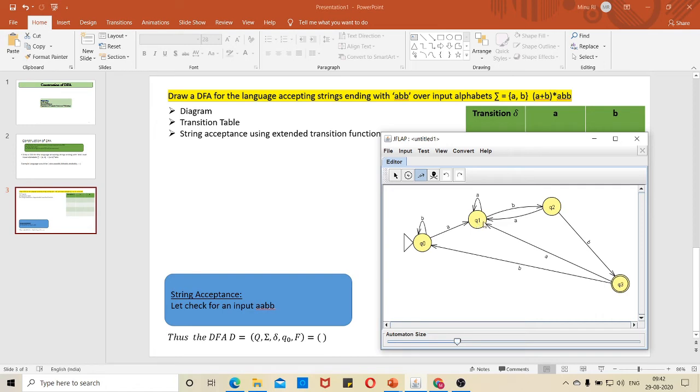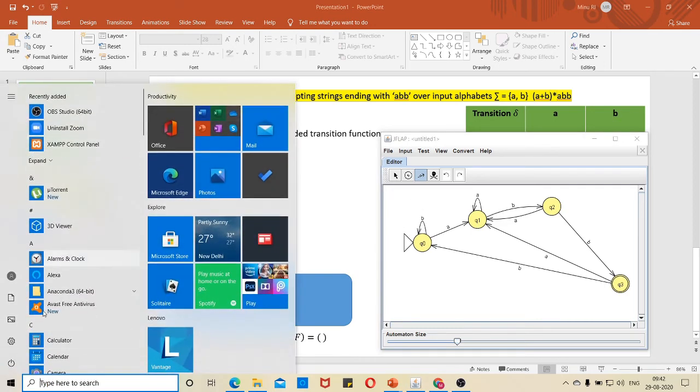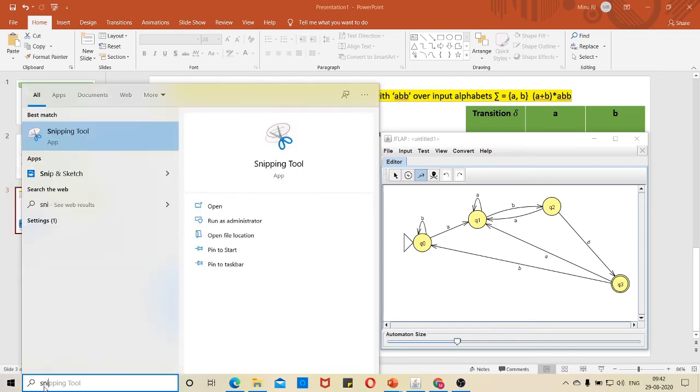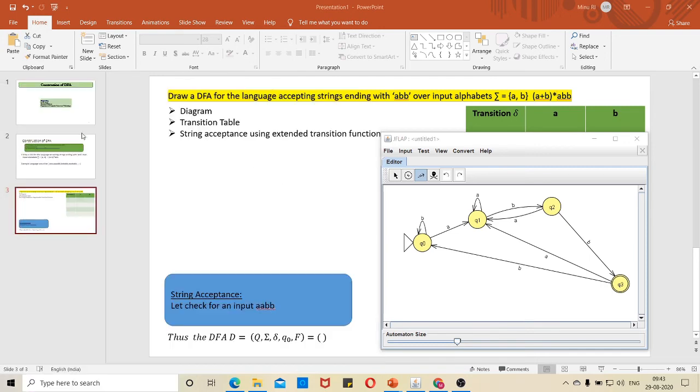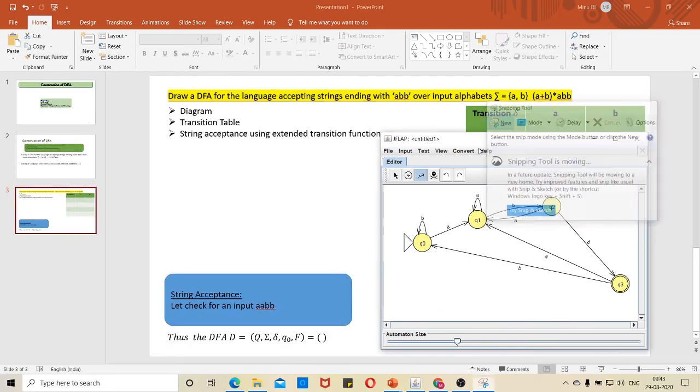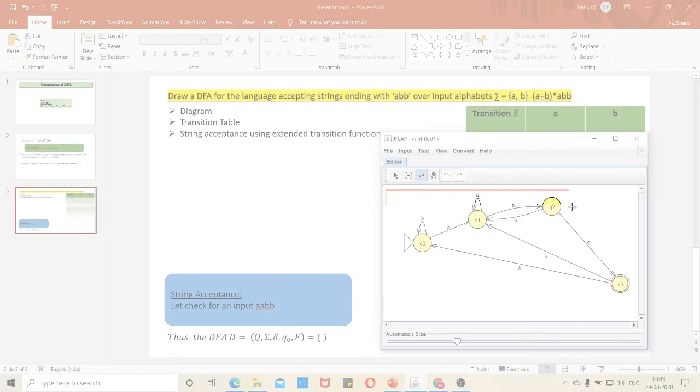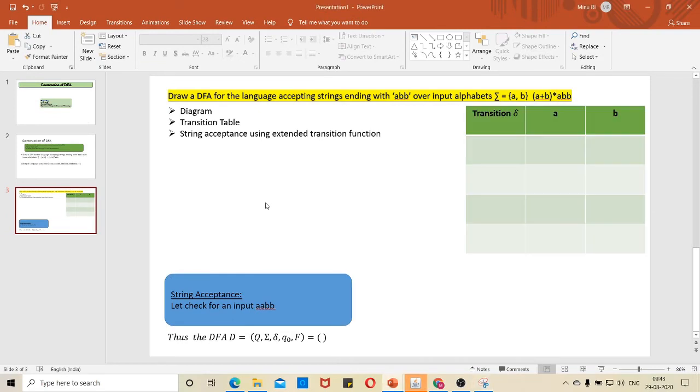So, let me make a copy of it with my snap tool and paste it over here.